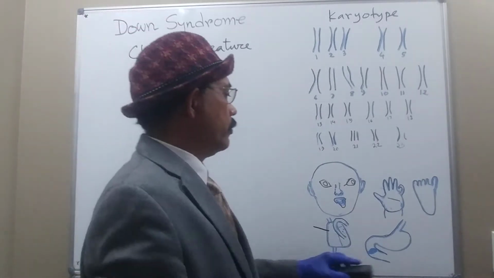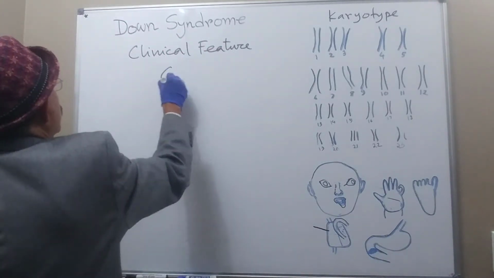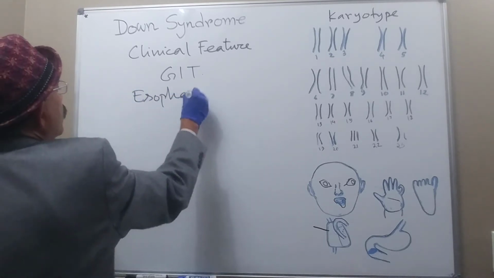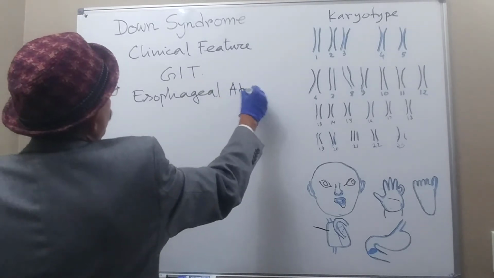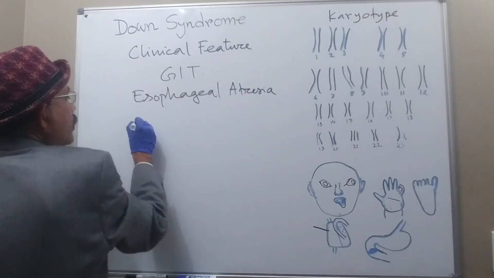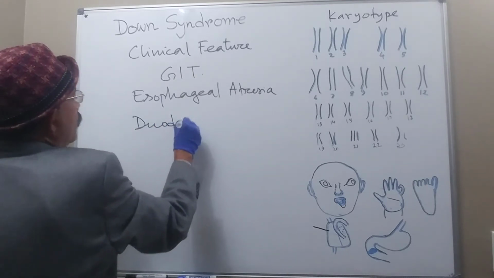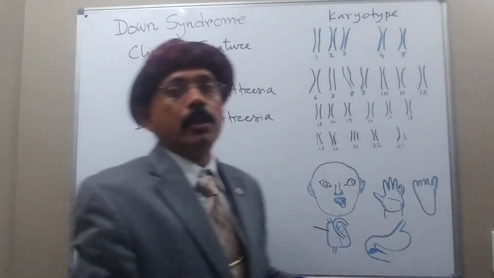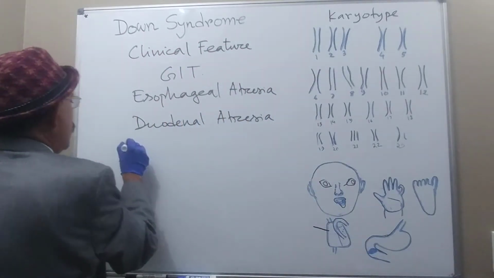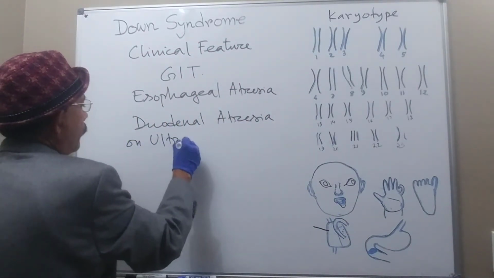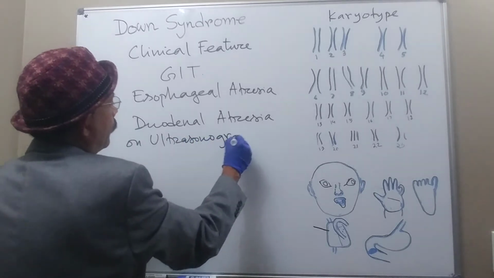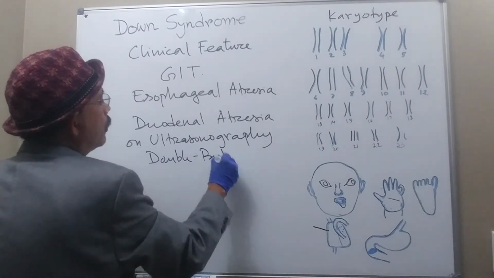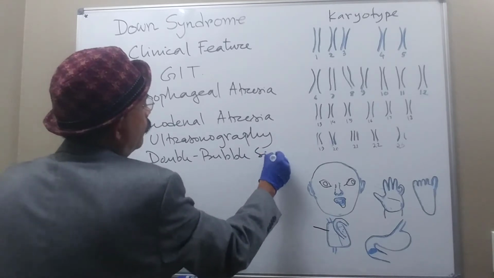If we go to the intestine, in the GI tract, there may be esophageal atresia. We might have duodenal atresia, and we may get the double bubble sign on ultrasonography. Okay, we got that.